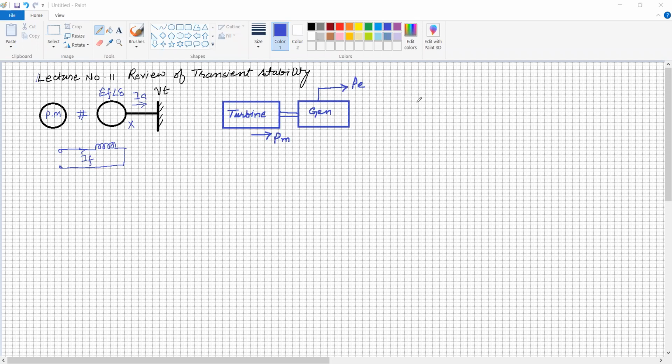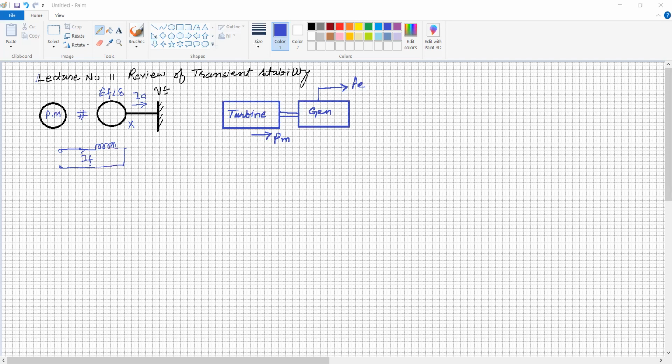This is our 11th lecture, and we are going to discuss the improvement of transient stability with the help of shunt FACTS controllers. Before going to the application of shunt compensation in the transmission line for improvement of transient stability, first we will review transient stability so that it becomes easier to understand.